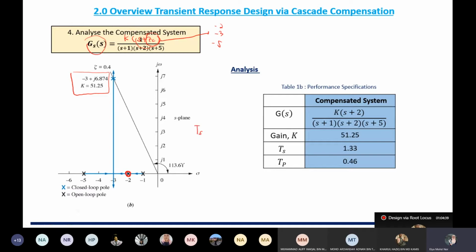Can someone check for me? So, 4/3. Is it correct, 1.33? Betul. Okay. Yes. So it's correct, 1.33.